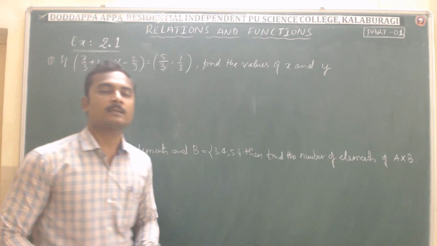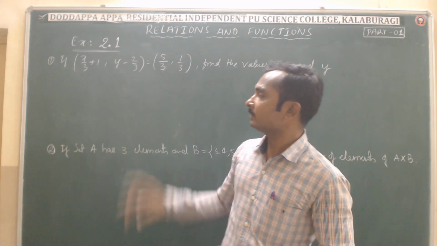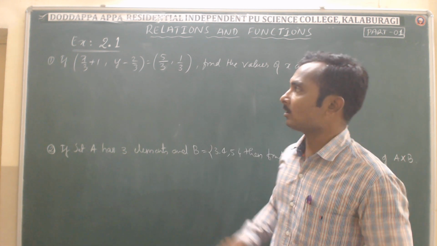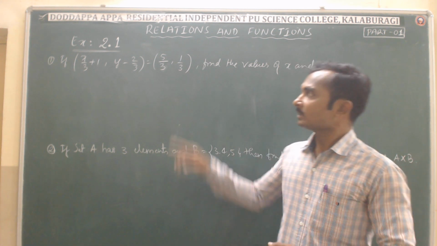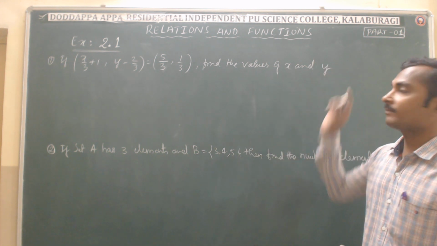So let's start solving the problems in the exercise. The first exercise of the chapter is 2.1. Question number 1. If (x/3 + 1, y - 2/3) is equal to another ordered pair (5/3, 1/3), then find the values of x and y.